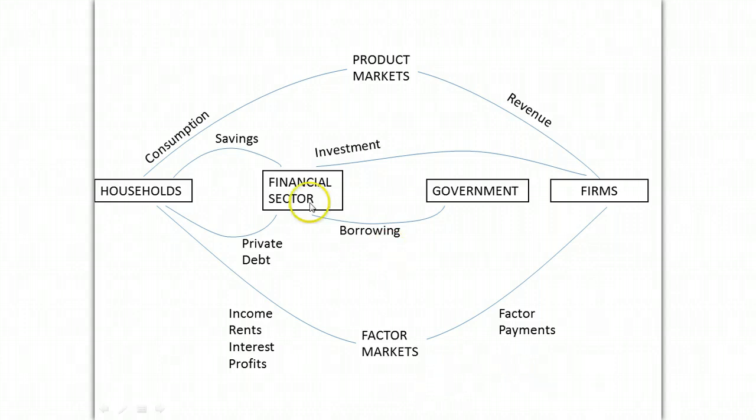You also have a link between the financial sector and firms. So not only does the savings of households fund the debt creation of households, if firms want investment, they look to the financial sector. So firms have a whole host of different ways of raising funds. It could be that firms want to issue bonds themselves. It could be that firms want to issue shares.